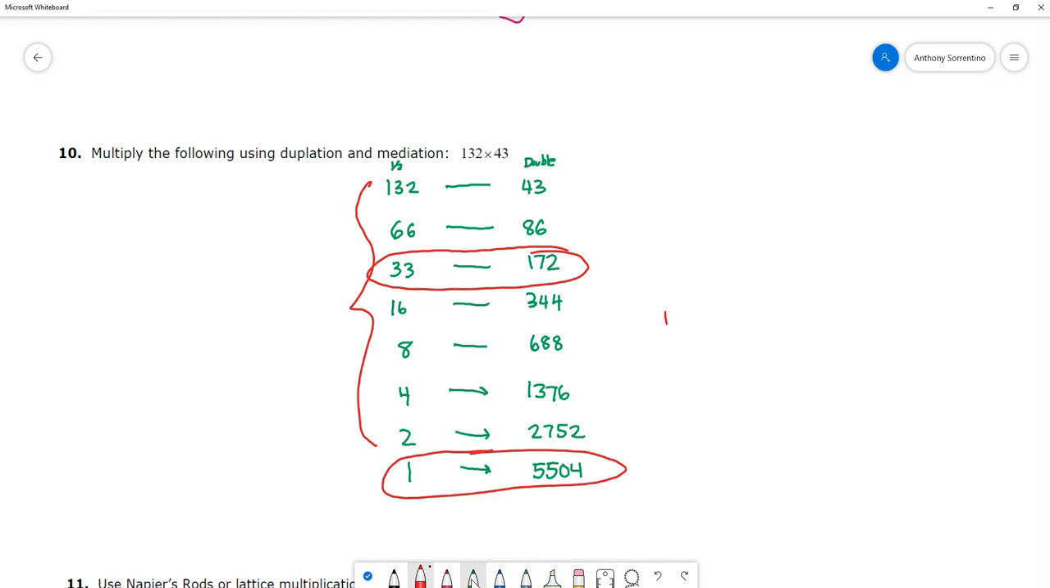So 172 plus 5504 equals 5676, and that's what 132 times 46 equals. So it is a shortcut method in certain respects, especially if you have a situation where the number produces a lot of evens in the left-hand column.